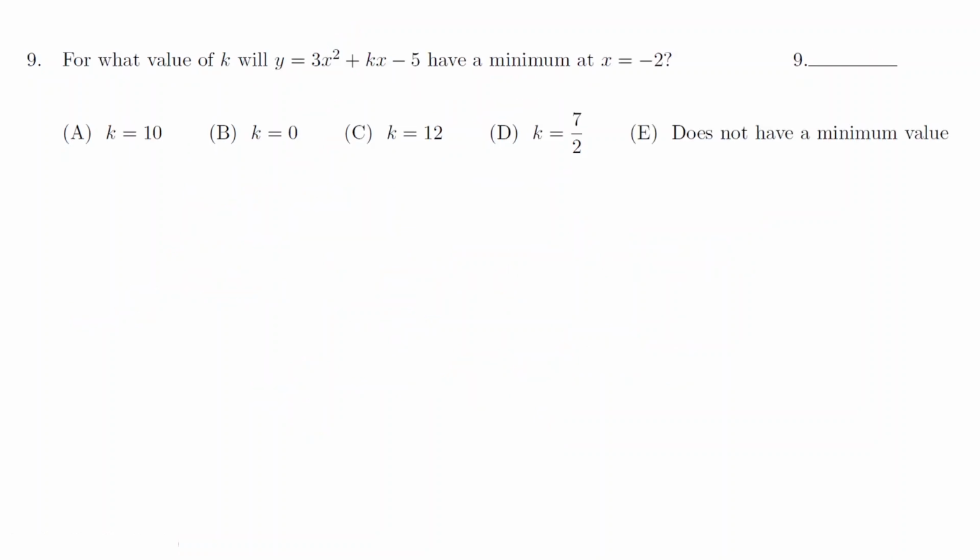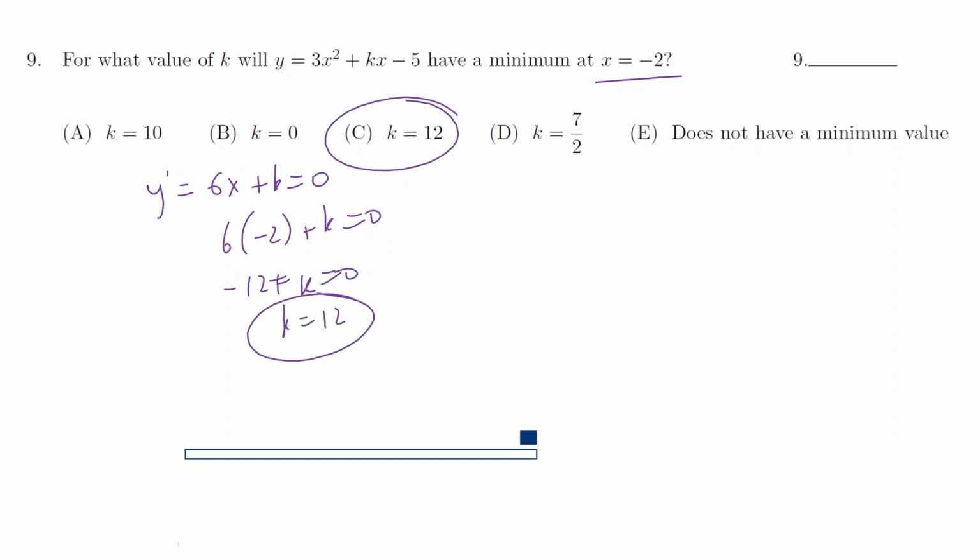For what value of k will we have a minimum at x equals -2? Alright, so the function is 3x squared plus kx minus 5. If I take the first derivative, y prime will be equal to 6x plus k equals 0. Now, this is the minimum, x is equal to -2. So 6 times -2 plus k. What k will give me that as a minimum? Therefore, minus 12 plus k equals 0, and k is equal to positive 12. C.